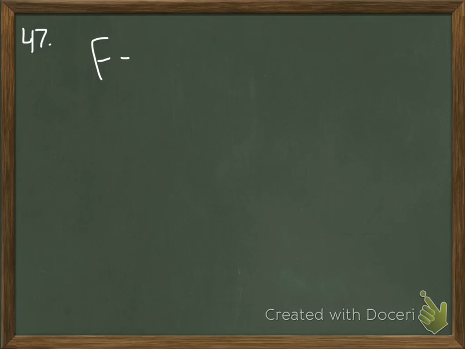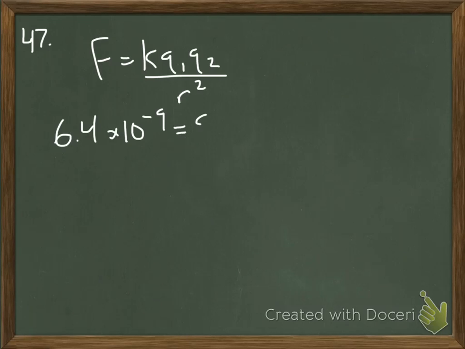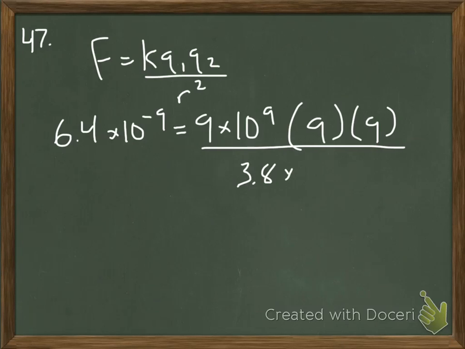For number 47 here, we got to find the charge. We're given the force. We know what the K is. The K is always the same. So I'm just going to leave the charges as Q's here because we don't know what they are. But we know they're the same, so I can put Q for each one. Because they're the same charge, I can use the same variable.